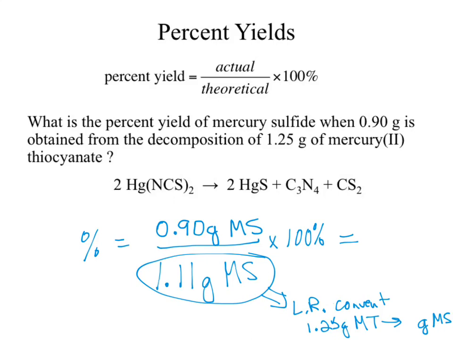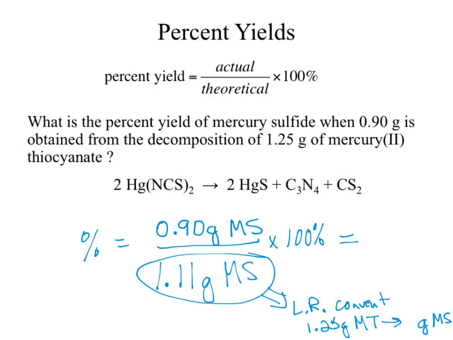So this would be an example of one of the longer ones, because you'd be expected to run through and do that limiting reagent calculation. Not one you'll see on the final. On the final, I would tell you what is the percent yield of mercury sulfide when 0.9 grams is obtained, when the calculated yield is 1.11 grams, which is also your theoretical yield, the exact same thing. Plug it in effectively into the formula and you solve. That's it. Okay?